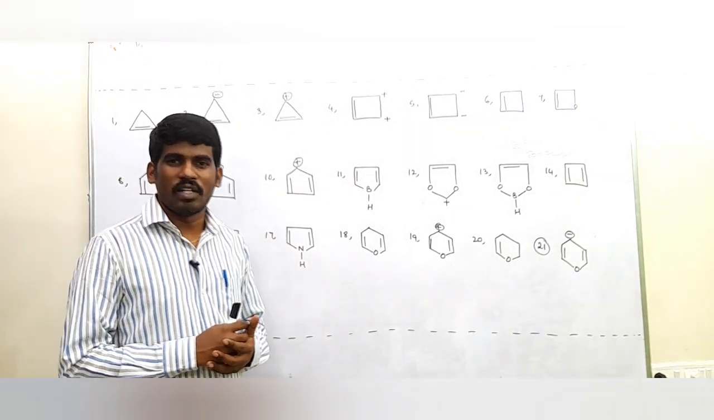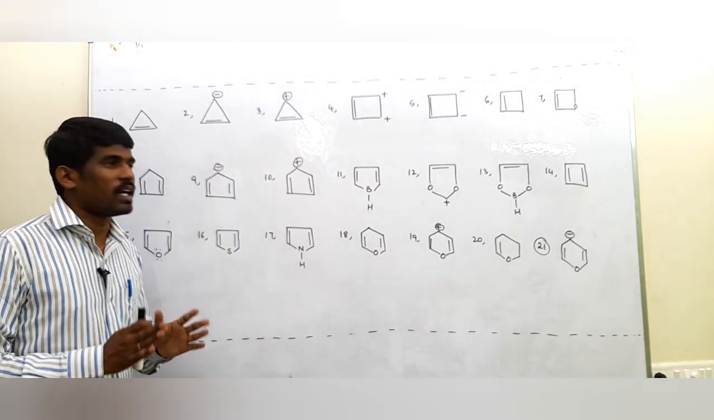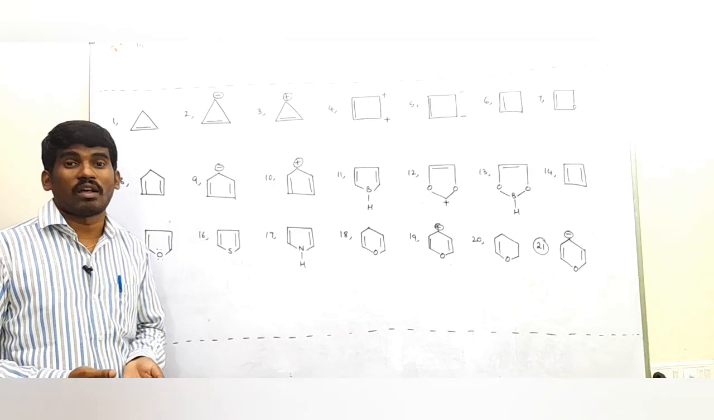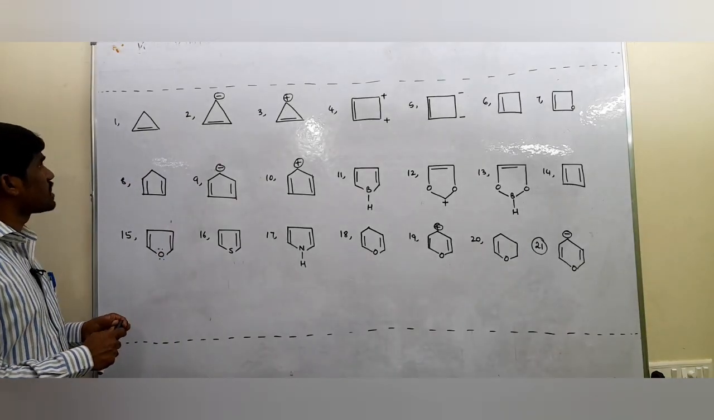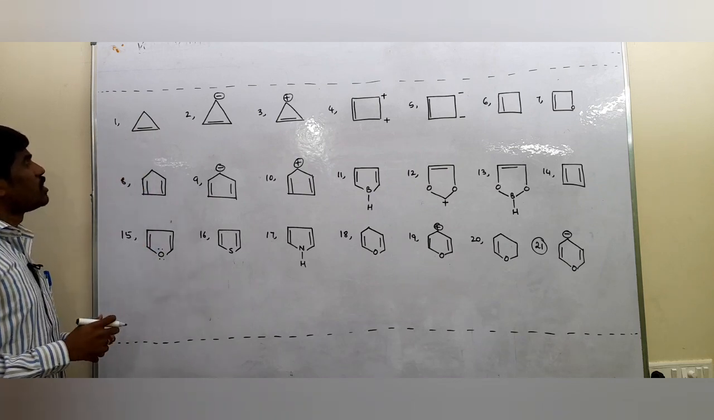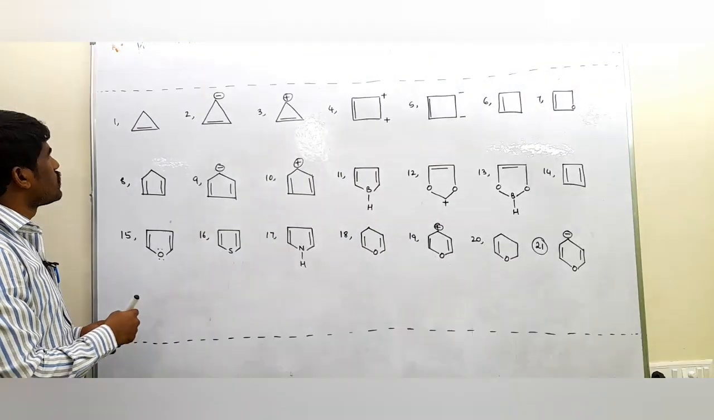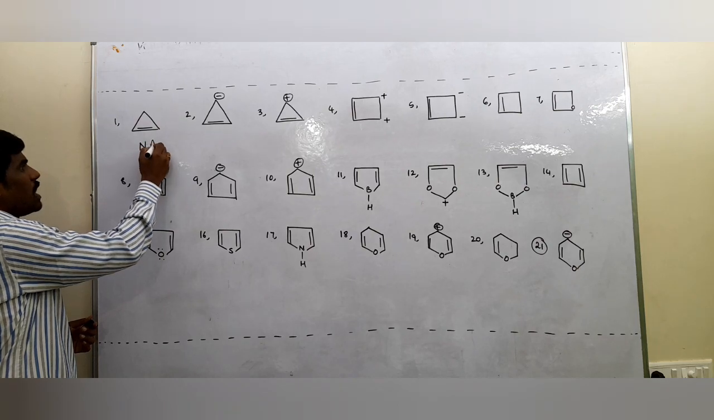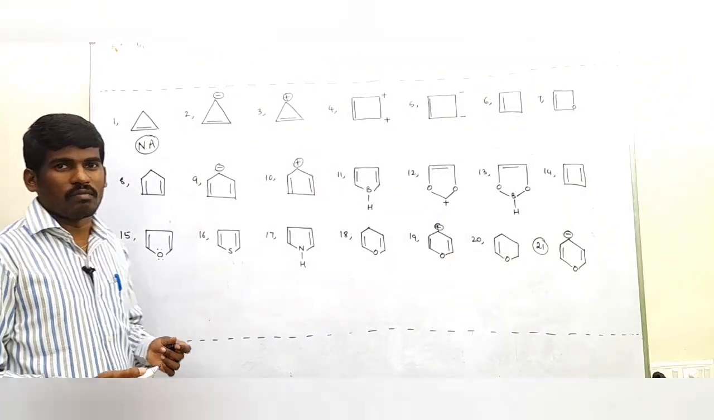So let's start the video lecture. We need to identify whether the compound is aromatic, non-aromatic or anti-aromatic. We will check with these examples. Let's see the first compound. We have here cyclopropene, but there is no conjugation. Whenever there is no conjugation, we cannot consider aromaticity. So this compound is non-aromatic. I am writing it as NA. If it is AA, anti-aromatic. If it is A, aromatic.